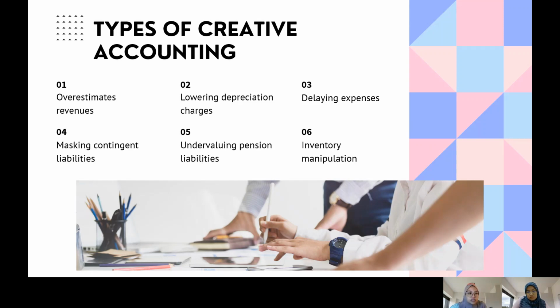Okay, the fifth is undervaluing pension liability. This means that pension obligations can easily be manipulated because the liability occurs in the future. The last point is inventory manipulation, meaning the value of goods that were manufactured but not yet sold. Overstating the value of inventory will lead to an understatement of the cost of goods sold.